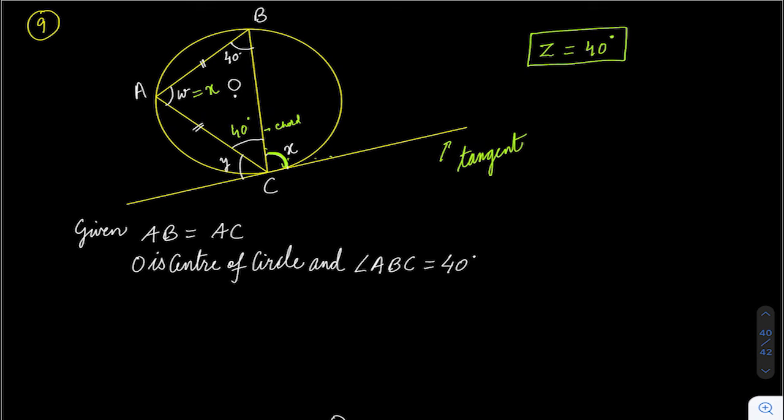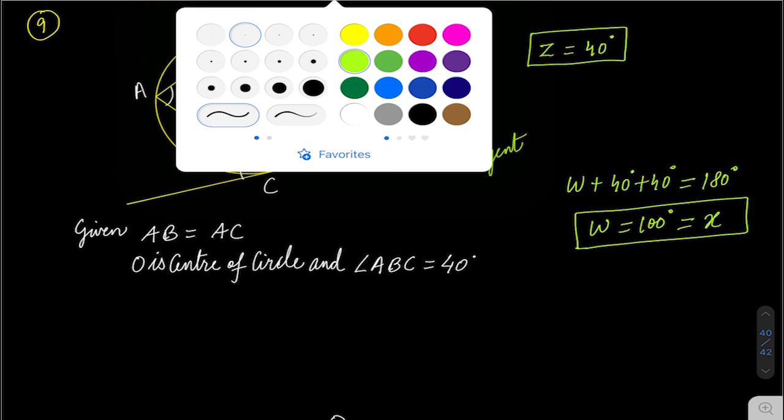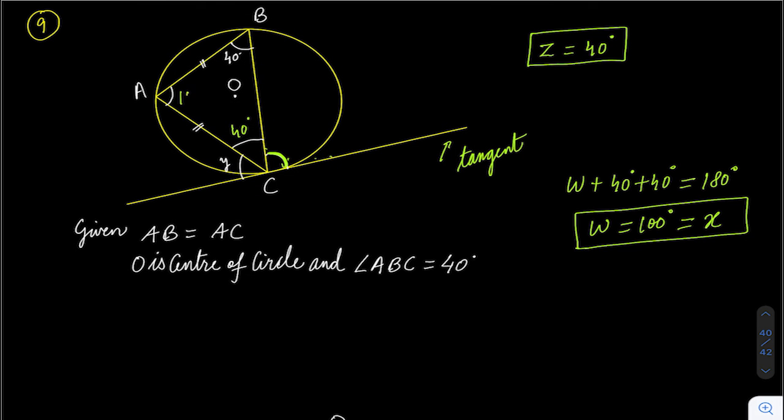Now we have 40 degrees and 40 degrees in triangle ABC. So in triangle ABC, W plus 40 plus 40 should be equal to 180. So W comes out to be 100 degrees. And W is also equal to X, because of the alternate segment theorem. So we know X and we know W. Let's erase this X and W. So this angle is 100, this angle is 100. Now it makes sense.